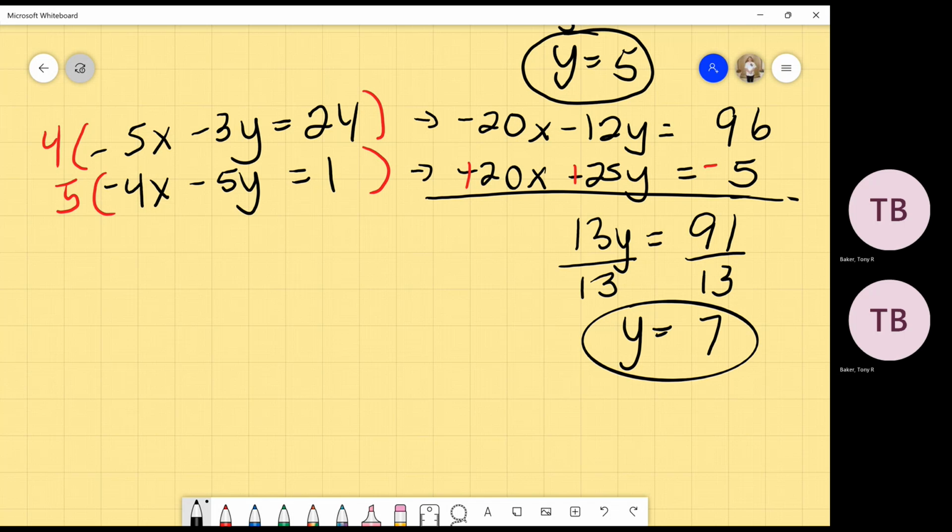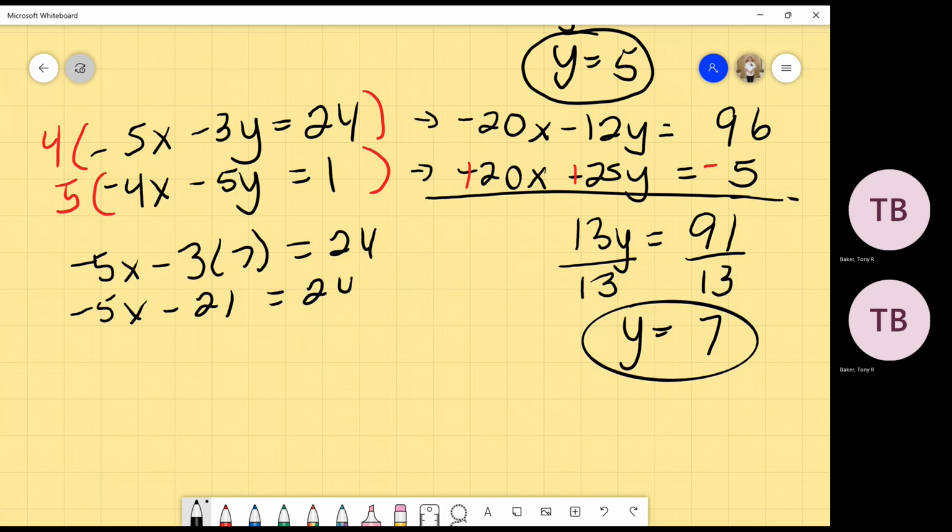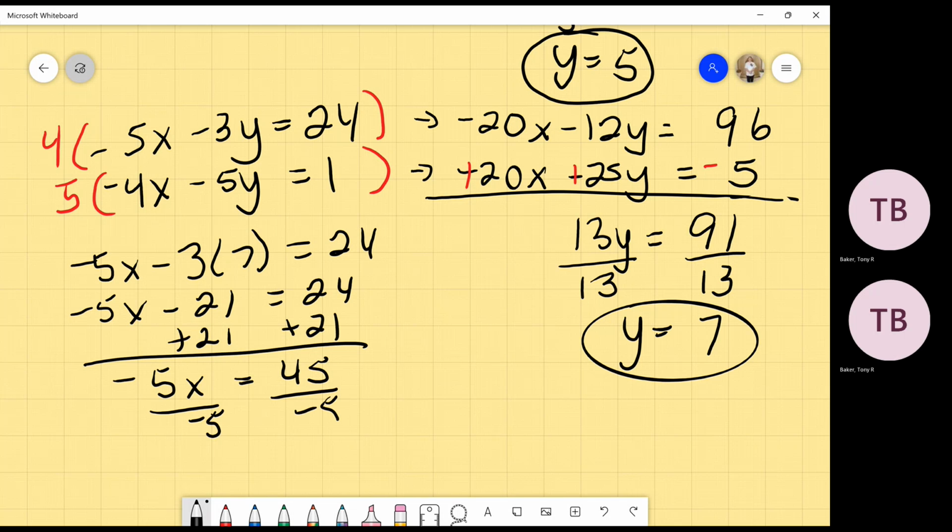Now, pick one of the problems and plug it back in. Don't pick what you did. Go back to the original problems. So negative 5x minus 3 times 7 equals 24. Negative 5x minus 21. Add 21. So negative 5x equals 45. So x equals negative 9.